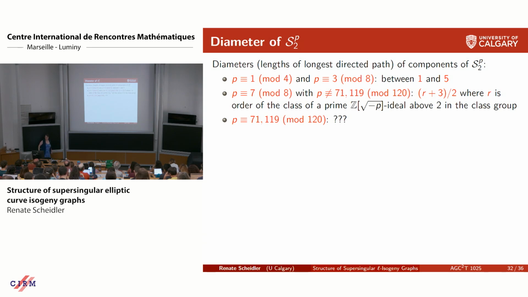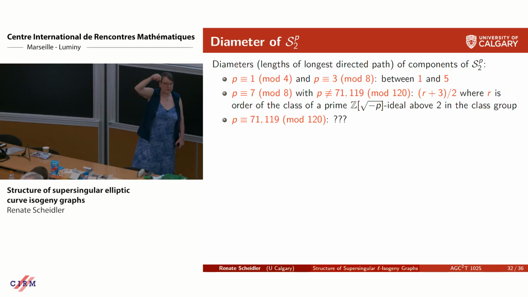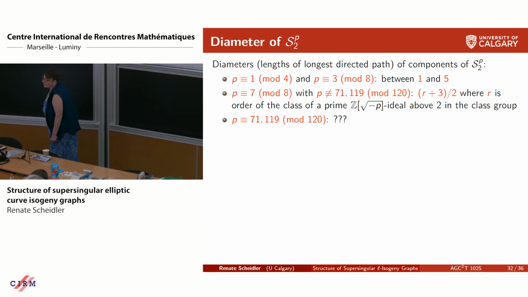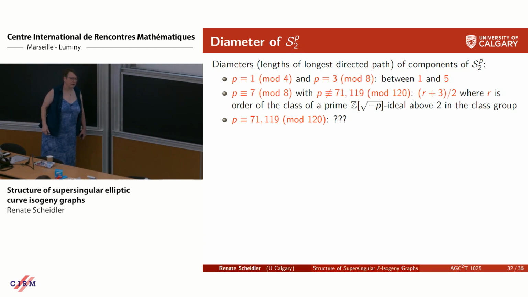And what's the length of that cycle? Well, you can determine that. That's (r+3)/2. And what is r? Well, this is again for L equals 2. Conceptually, you could take any L, but for L equals 2, what you do is you 2-split. So you look at one of the ideals in your order above 2, and you look at its ideal class, and r is the order of that ideal class. Okay? And in this case, it's easy to prove that the order is actually odd. So r is odd, and so (r+3)/2 is an integer.